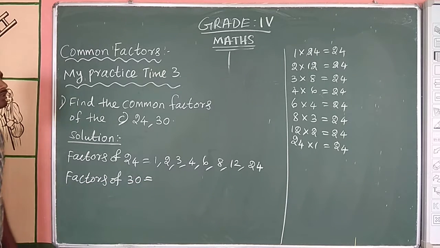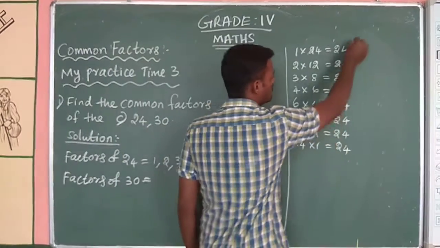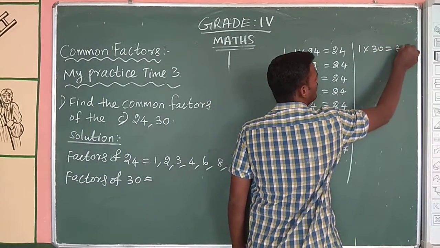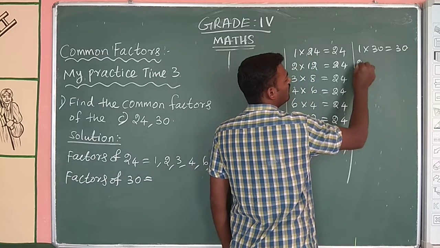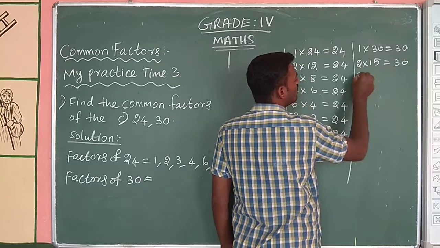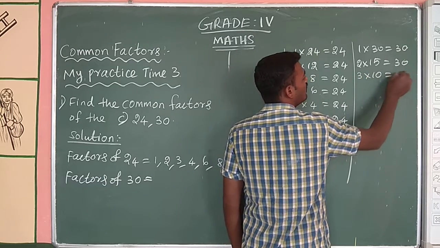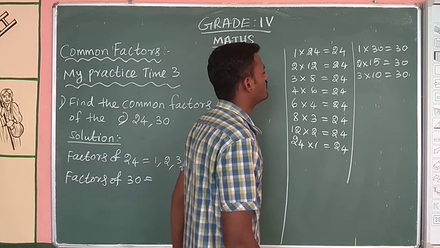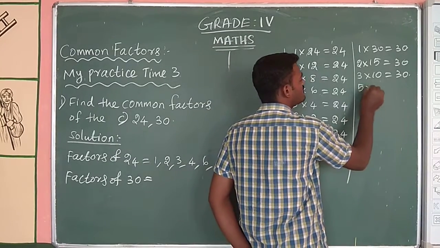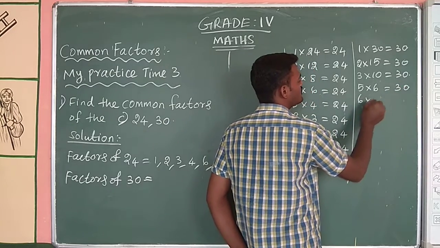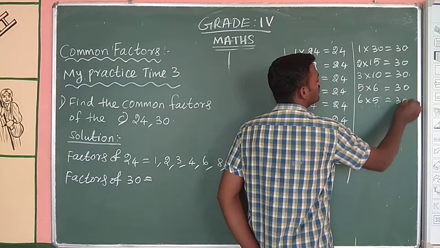Factors of 30. So 30 comes in the first table, 1 30s are 30. Second table, 2 15s are 30. In the third table, 3 10s are 30. Fourth table, 30 is not in the fourth table. Next, fifth table, 5 6s are 30. Sixth table, 6 5s are 30.